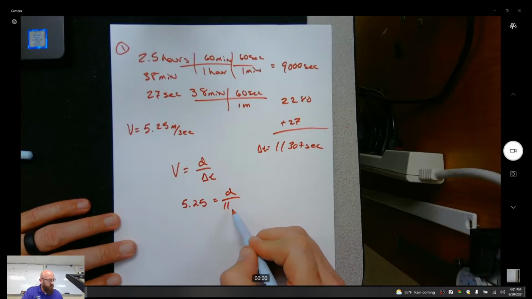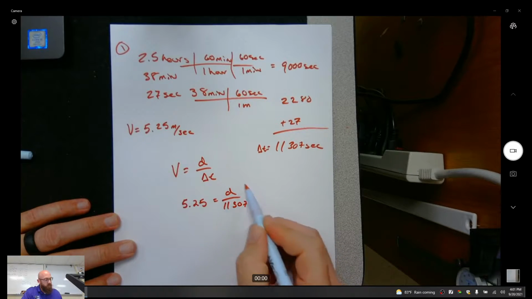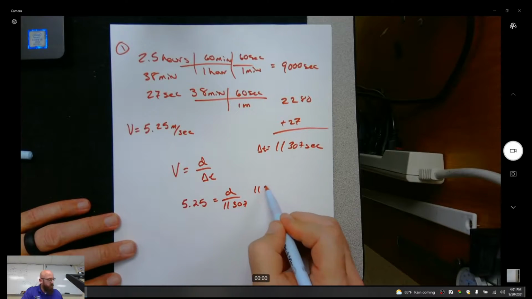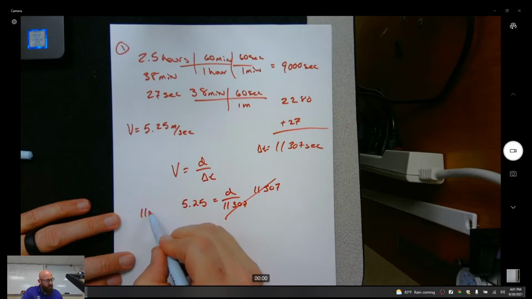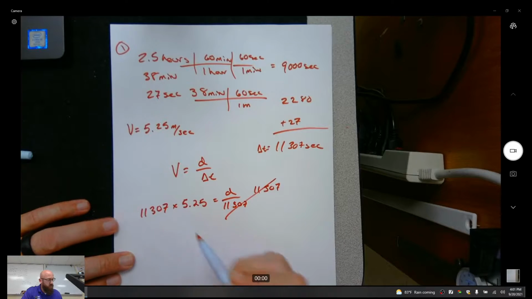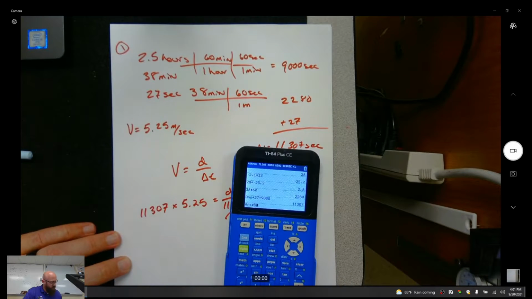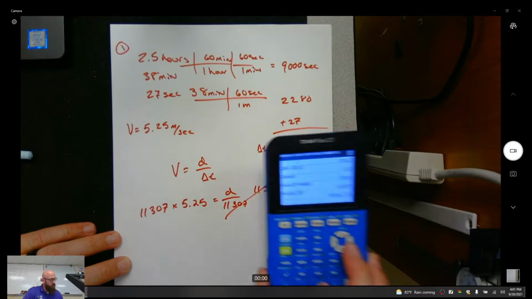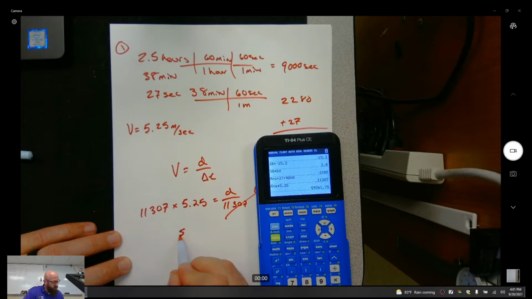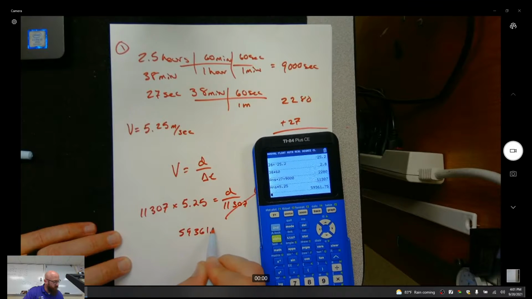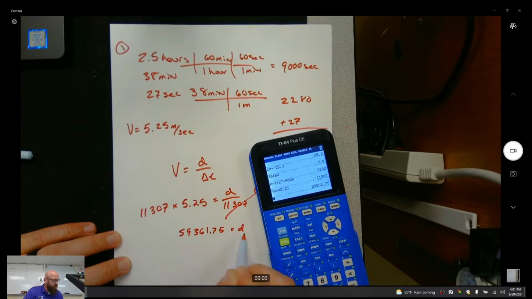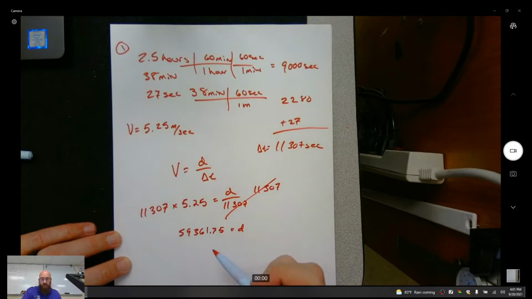So you say 5.25 equals my distance divided by my time, 11,307. Multiply that by 11,307 on both sides, so you cancel it on this side, and times 5.25 gives you a big number: 59,361.75 equals your distance. Now a lot of you said, hey, I could leave it like that.